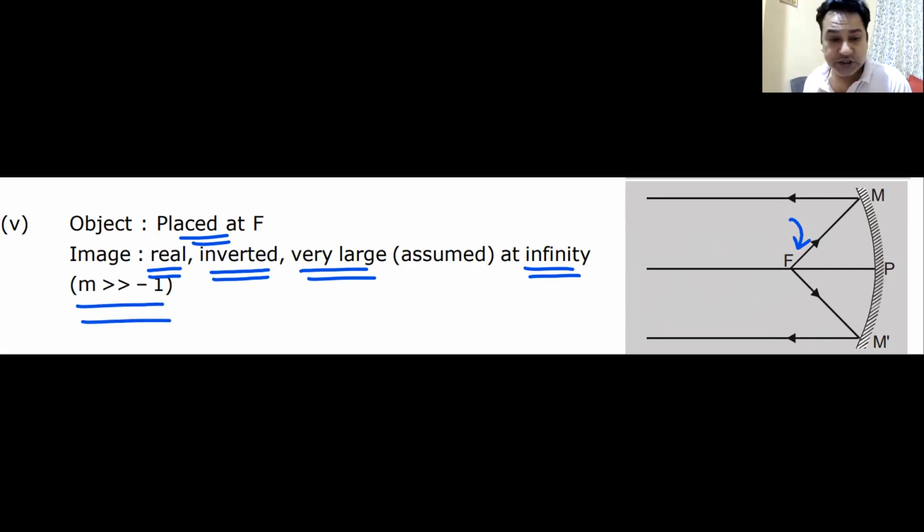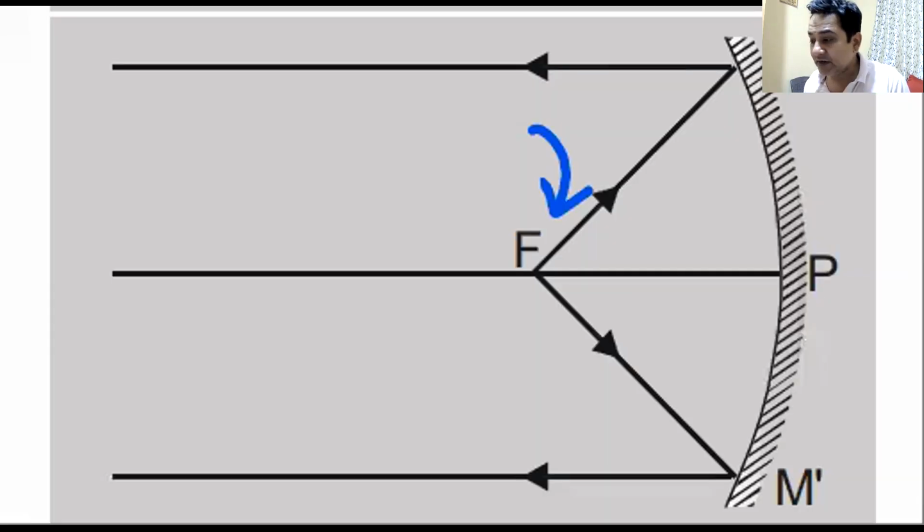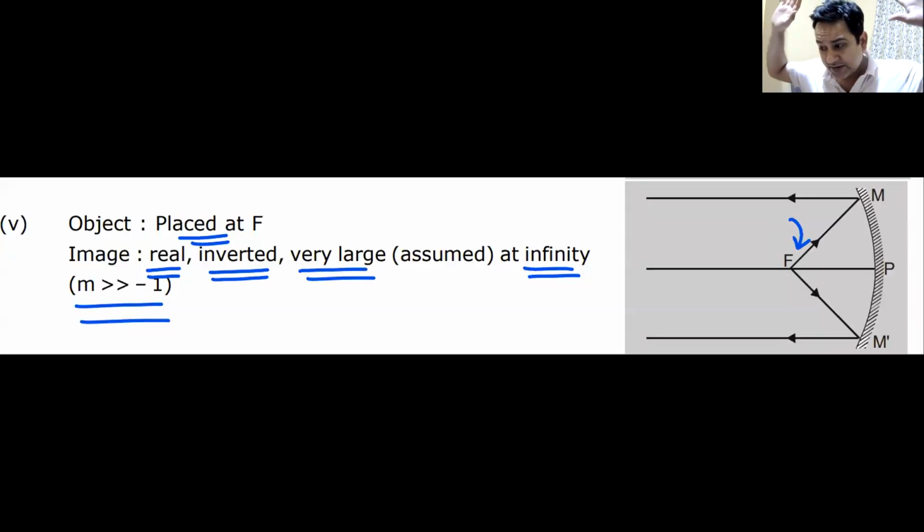And magnification is very, very large. You will see a very large image. So magnification is very large compared to one. This is the diagram that shows us the object is placed at the focus. The image is formed at infinity and the image is real. The image is inverted and it is very, very large in size. Everyone understands this? Can I have raised hands that you understand this? Please note this down. I will give you a minute.